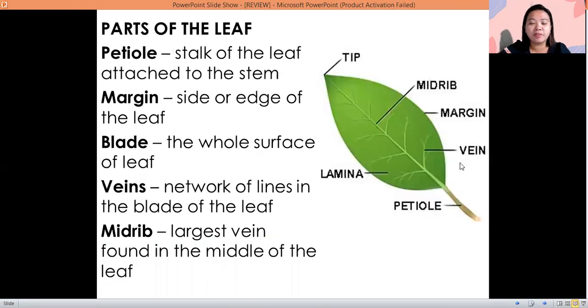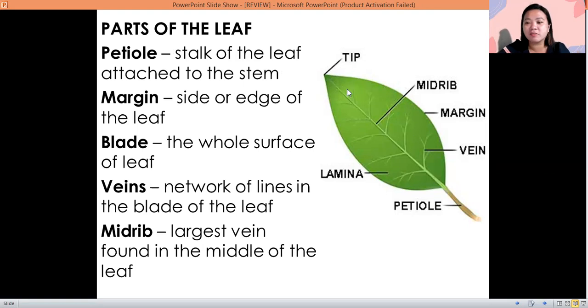Now, let's review the parts of the leaf. We have the petiole, the stalk of the leaf. The margin, it's the side. The blade is the whole surface, also called lamina. The veins are the network of lines in the blade of the leaf. And we have the midrib, the largest vein in the middle of the leaf. And we have also the tip.